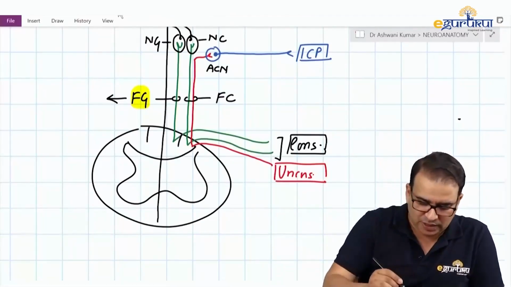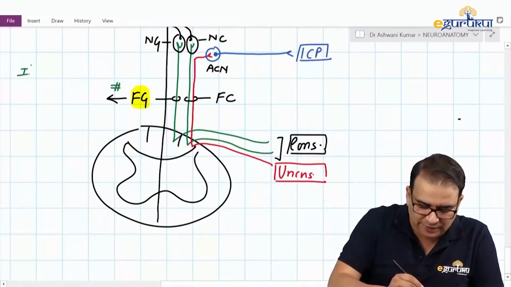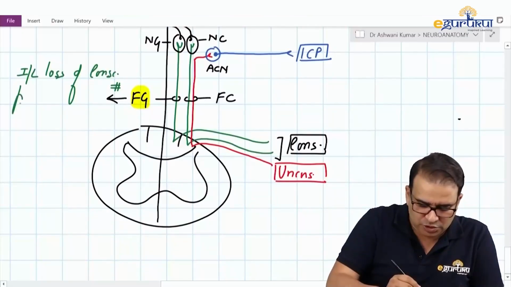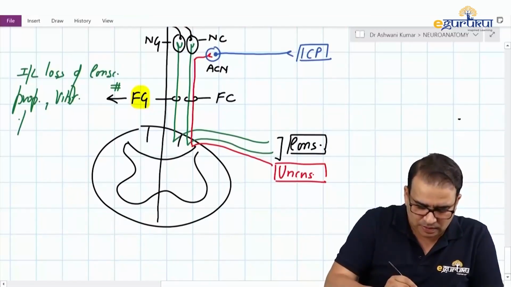Let me write that for you. If there is injury to fasciculus gracilis, there will be ipsilateral loss of conscious proprioception, vibration, etc., whatever is there in the dorsal column tract. From where? From the lower limb. That's the main point, from the lower limb.